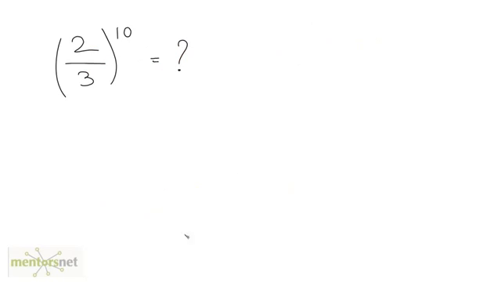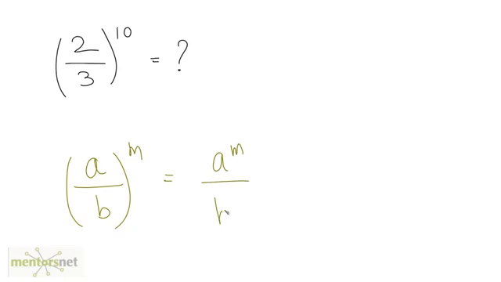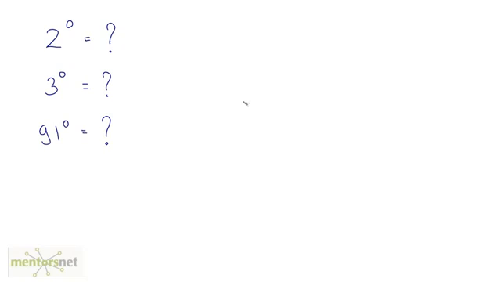Let's move ahead. If you have a by b raised to m, then again you can split this power to both the numerator and denominator. So you can write a raised to m upon b raised to m. So this is equal to 2 raised to 10 upon 3 raised to 10. Let us move ahead.